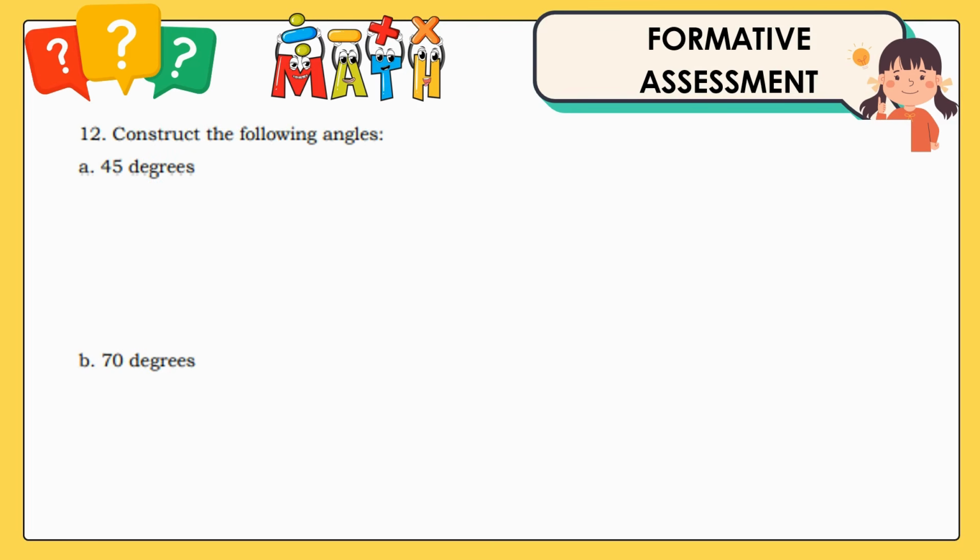Number 12, construct the following angles. A, 45 degrees, and B, 70 degrees. Good luck, kids!